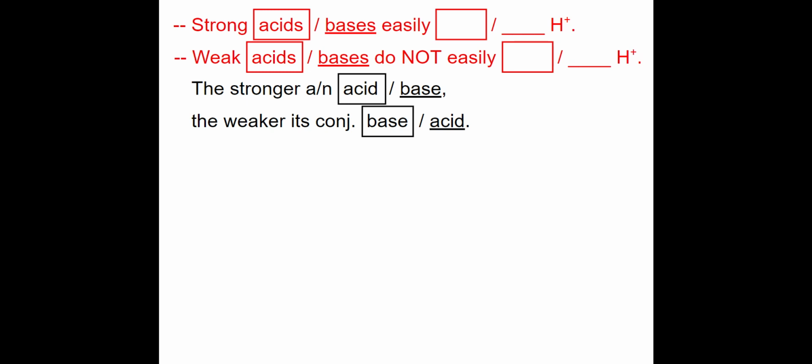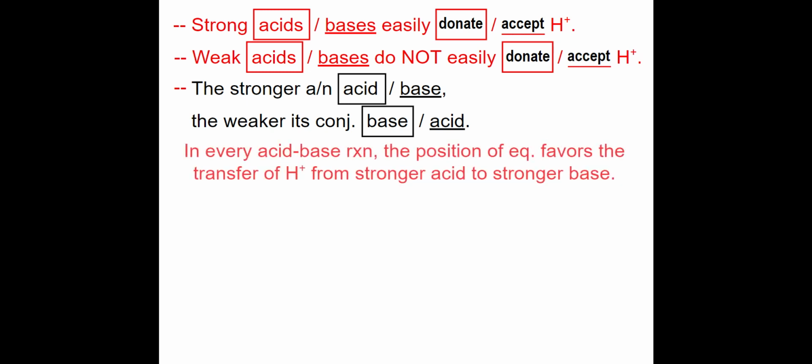Strong acids are going to be things that easily donate, whereas strong bases will easily accept. Weak acids or bases do not easily donate or accept the hydrogen. In general, the stronger the acid, the weaker its conjugate base, and the stronger the base, the weaker its conjugate acid. Again, the conjugate is what's left after.